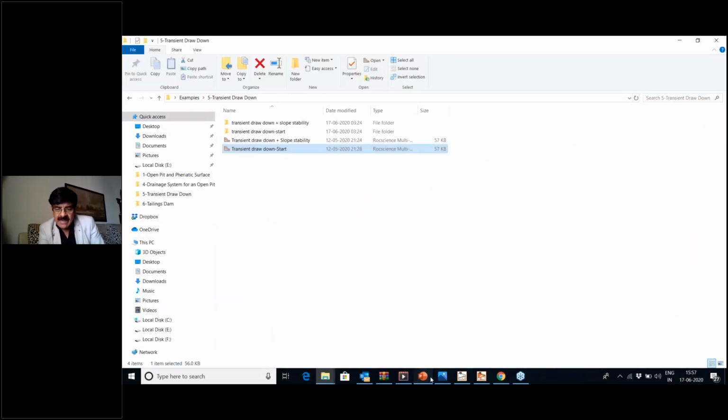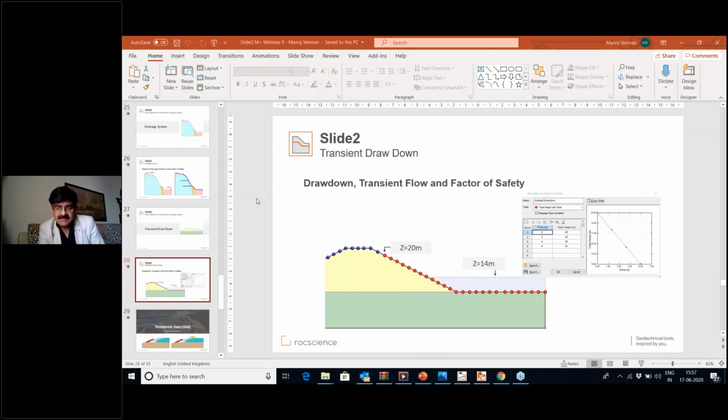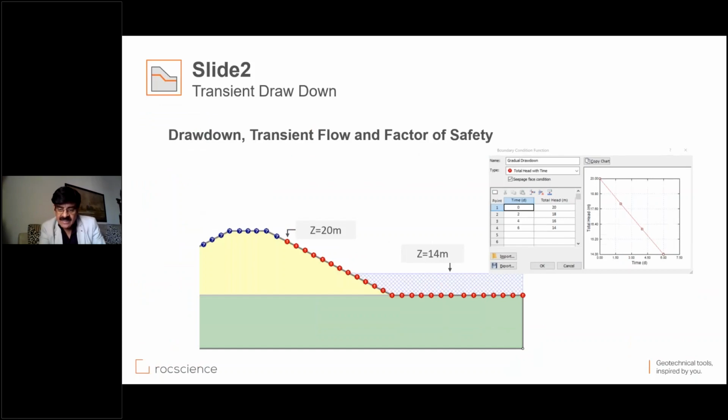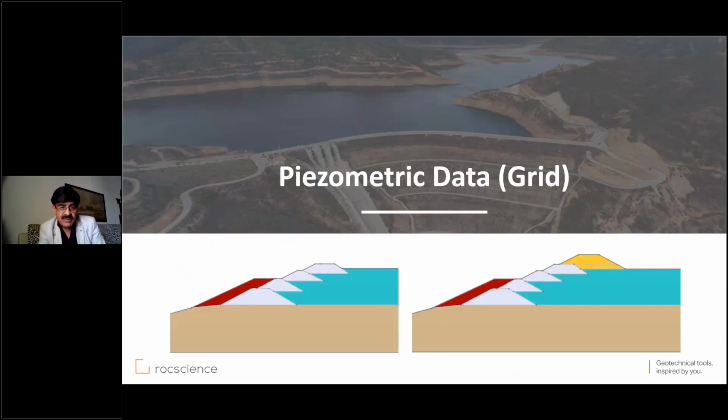And we're back to presentation for the last example. It's quite an involved example, and we are going to apply the water pressure in terms of piezometric data on a grid pattern. And the example that we have here for you, the last one, is a tailing dam in a mining situation, and on top of which an embankment is to be built.